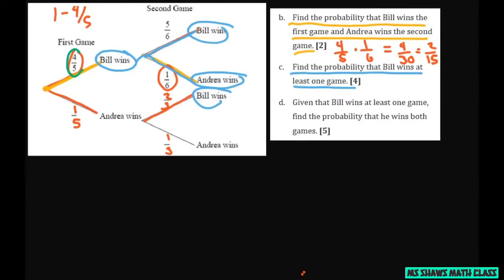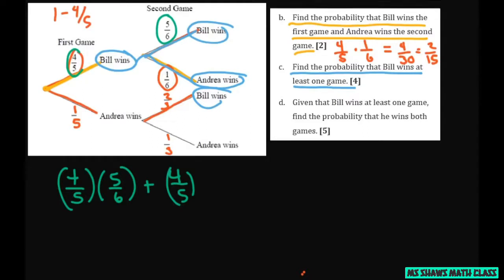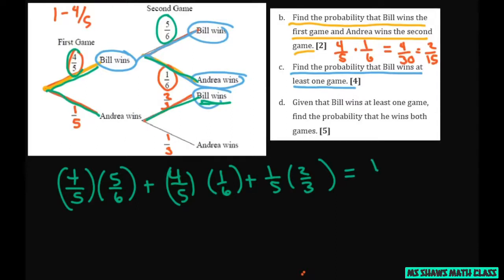So the first one is 4/5 times 5/6. Plus 4/5 times 1/6, these 2 branches, and then he wins here. So you use this branch with this branch. So that's 1/5 times 2/3. And when you put that on the calculator and simplify, you'll get 14 divided by 15.